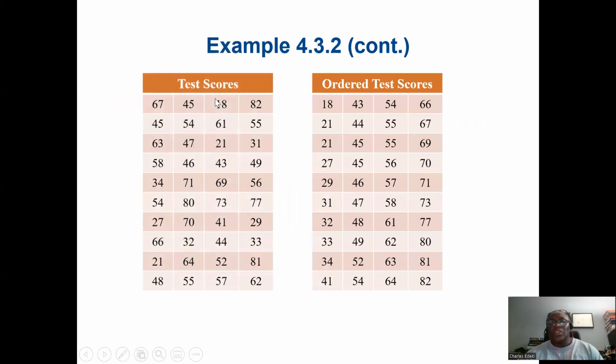So this is our test score on the left side of the table, and there are again 40 values. And we put them in order. On the right table are the same values, but in increasing order vertically. So from 18, 21, 21, 27, all the way to 82. The minimum value is 18. The maximum value is 82.